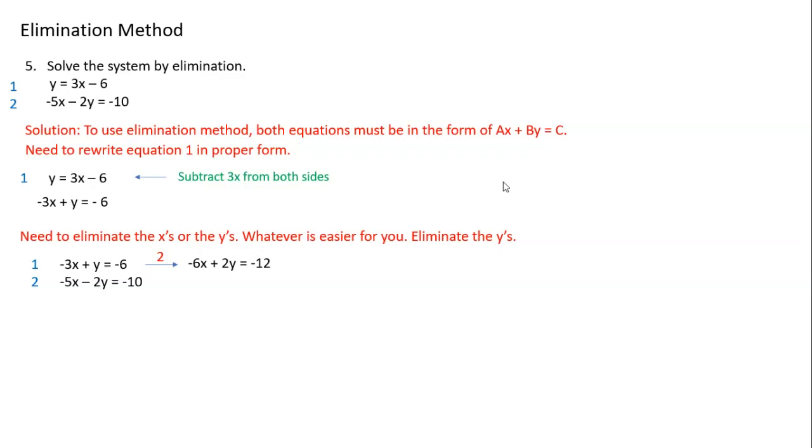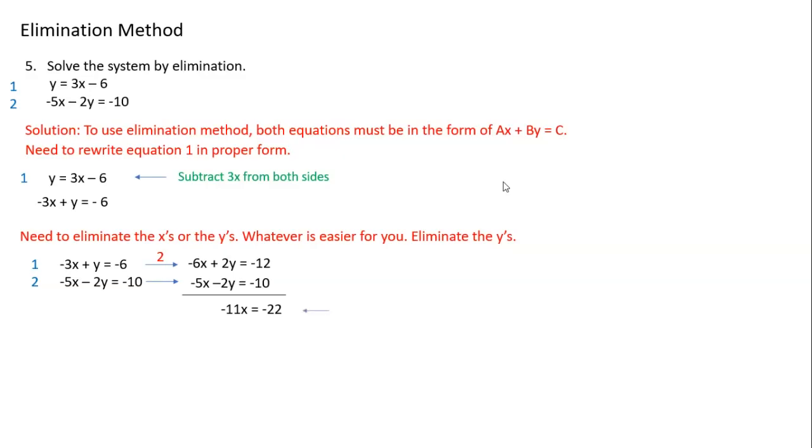So 2 times a negative 3 is a negative 6. 2 times y is 2y. And 2 times a negative 12 is a negative 12. Now I am going to add it to that second equation. And look what happens. When I add these two equations together, I have minus 6x plus minus 5x is negative 11x. And 2y minus 2y got eliminated, or canceled, is 0. Minus 12 plus minus 10 is a negative 22.